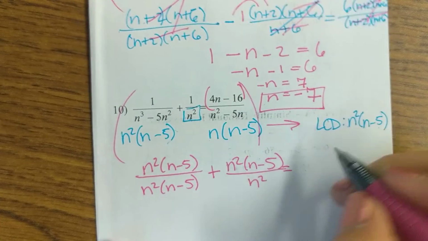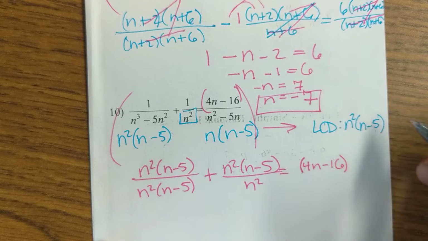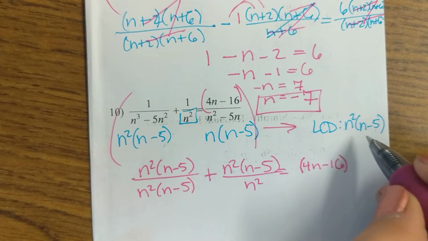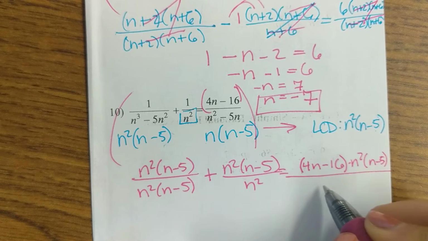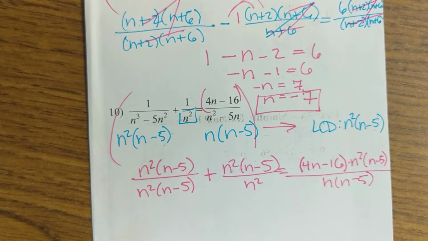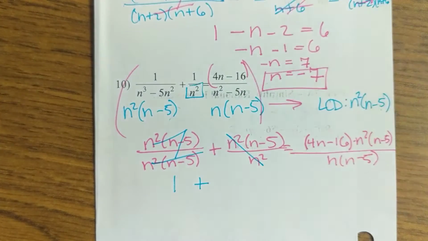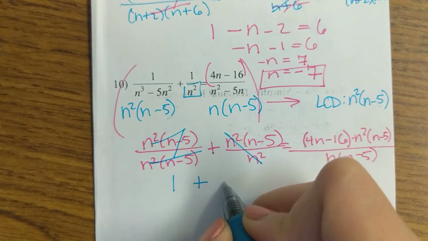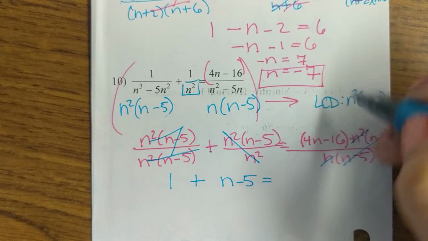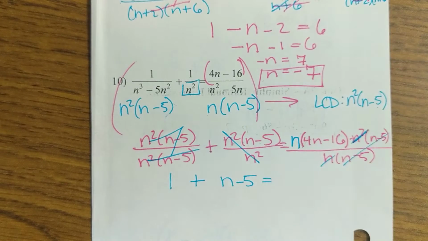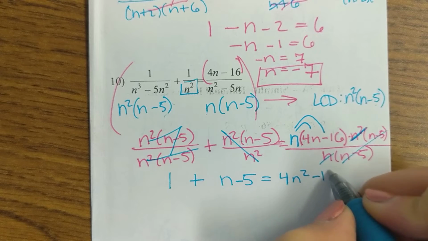you got to group it. You got to put in parentheses. 4n minus 16, which is actually factorable, but it doesn't help us with anything. Times n squared times n minus 5 over n times n minus 5. Now let's reduce from there. This is beautiful. 1 plus, that's 1, so positive n minus 5. n minus 5 over n minus 5 is 1. n squared over n is n. I'm going to put that n in front, and then I'm going to distribute it. 4n squared, distribute, negative 16n.